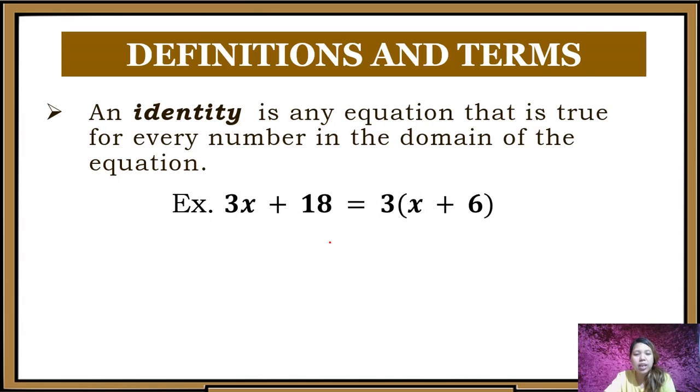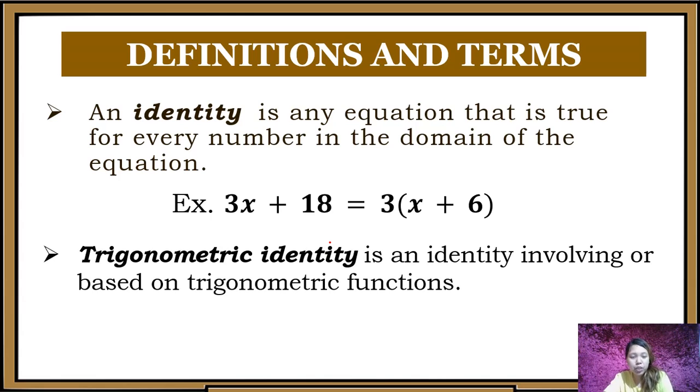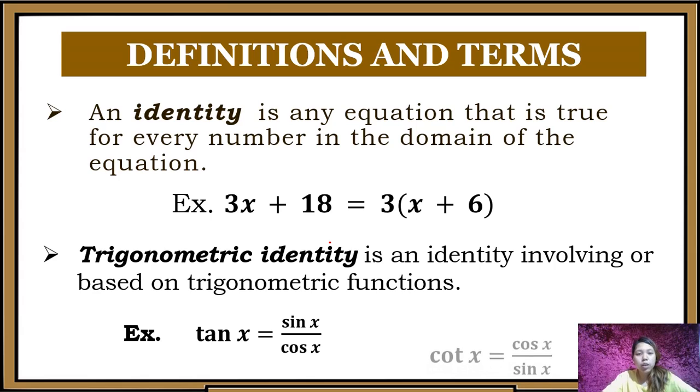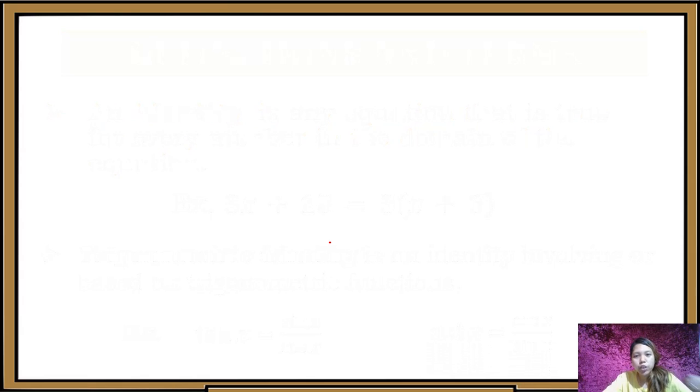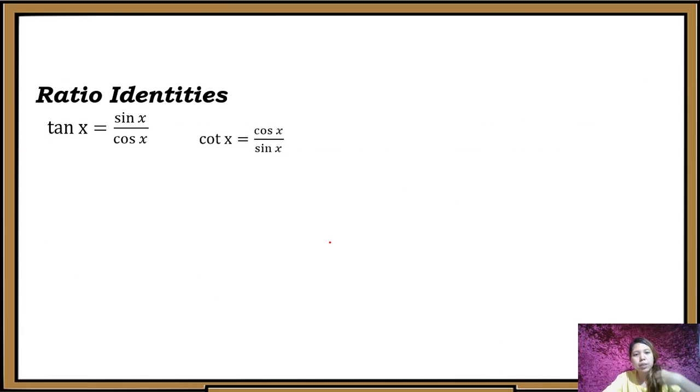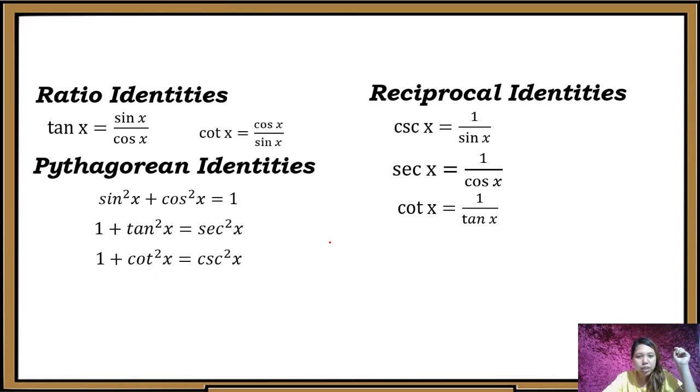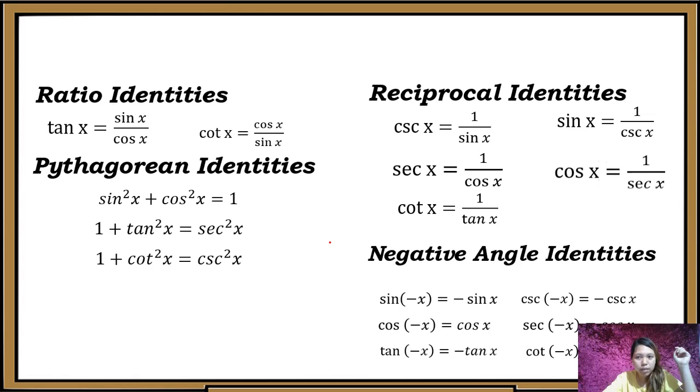Okay? So, such as 3(x plus 6) equals 3x plus 18. This is an identity by distributive property. Similarly, a trigonometric identity is an identity involving or based on trigonometric functions, such as tan x equals sine x over cos x. So, there are some trigonometric identities that you must be familiar with. These are the following.